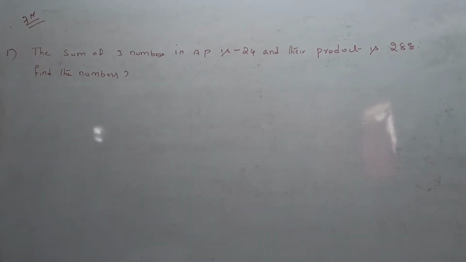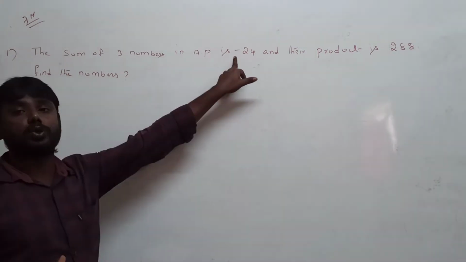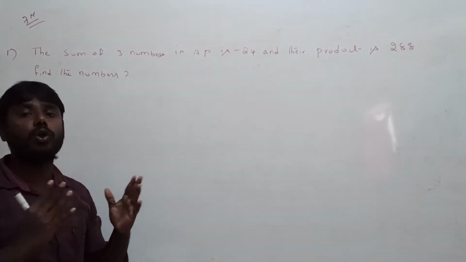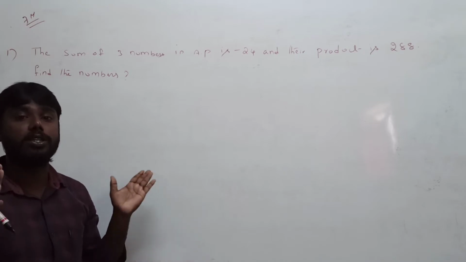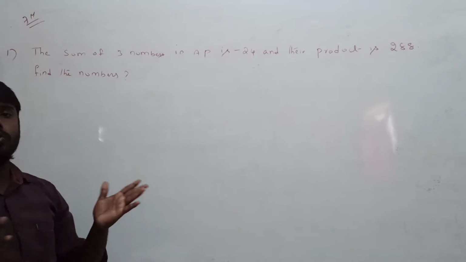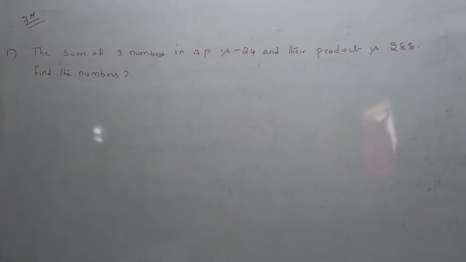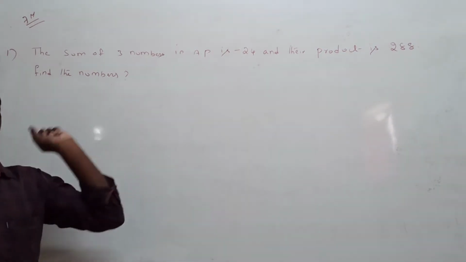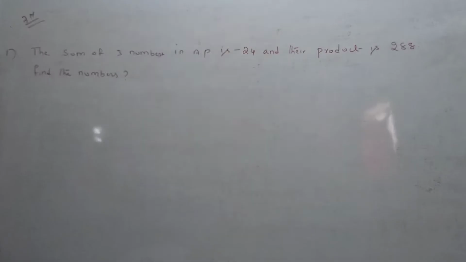The sum of three numbers is minus 24. The sum of the three numbers is equal to minus 24. They have given the sum, but you don't know the three numbers. That's why I explained the first note point. If three numbers are present in the arithmetic progression, we are assuming the three numbers are a minus d, a, a plus d. First note point we can assume here.